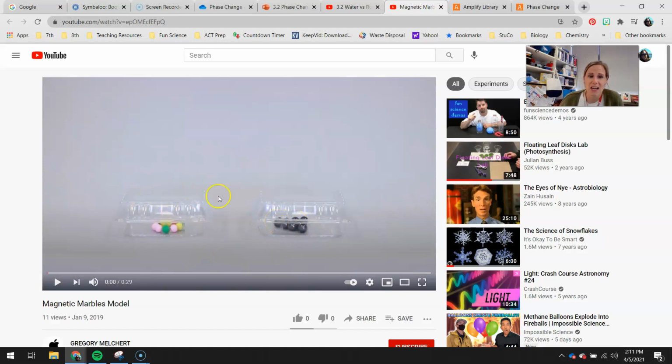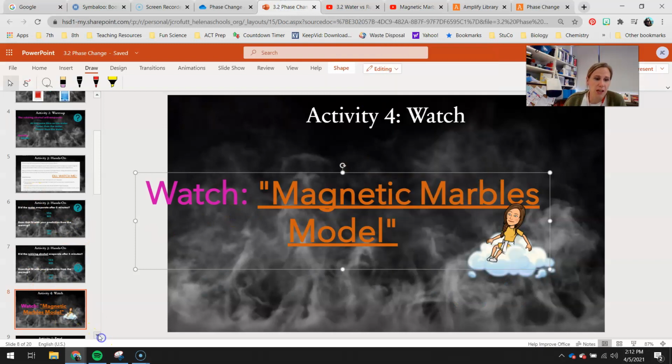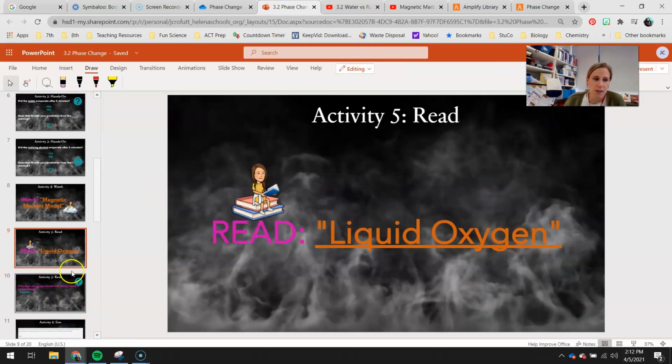So you can see how adding energy to each of those boxes of marbles is affected by how strongly those marbles stick to each other. Okay, so how they move is based on how those magnets are attracted to each other, which again is that same concept. If we look at one of those marbles being a molecule, molecules have attractions to each other as well, and some are stronger than others. Okay, all right, moving on from that, once you watch that, you're going to move on to activity 5, which is a little reading.